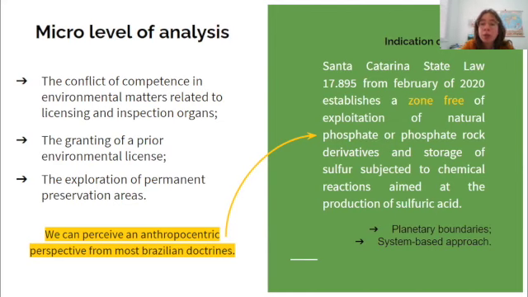A good indication of this perspective is Santa Catarina State Law 17,895 from February of 2020, that establishes a zone free of exploitation of natural phosphate or phosphate rock derivatives and storage of sulfur subjected to chemical reactions aimed at the production of sulfuric acid. This new law even brings at its heart an observance of planetary boundaries.